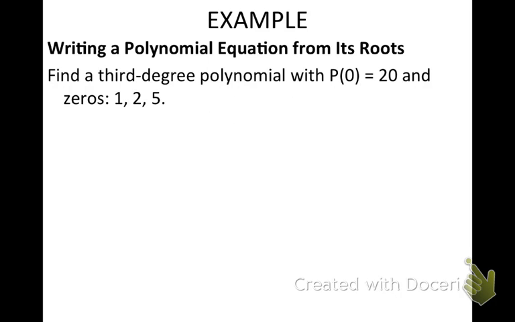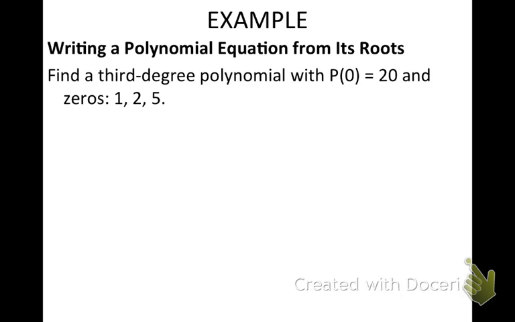Right here. All right, so we're going to create a third degree polynomial function. So it's going to be a cubic. They're telling us that P of 0 is equal to 20. And they're telling us that the 3 zeros are 1, 2, and 5, which is great. Because if I have a third degree polynomial, how many zeros do I need? 3. And they're giving us those 3. So that's perfect. The crazy part is right here.